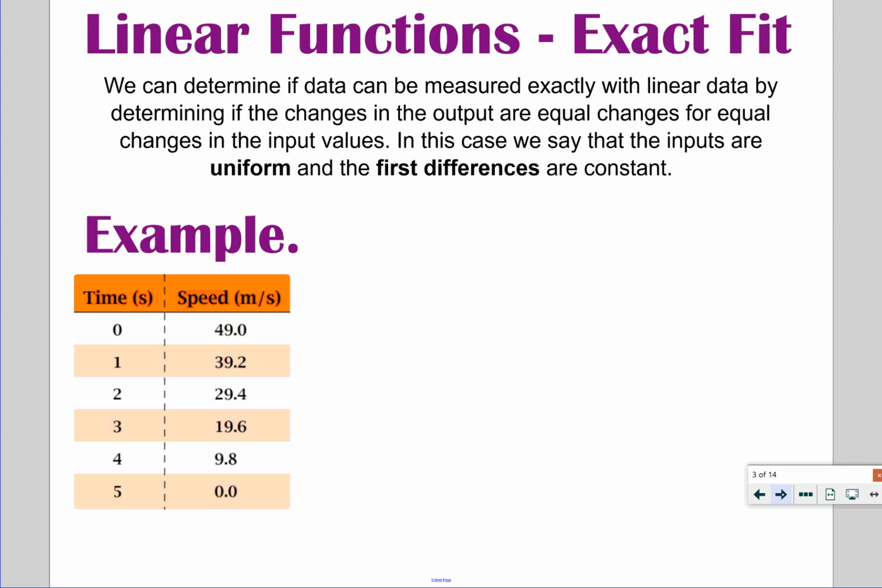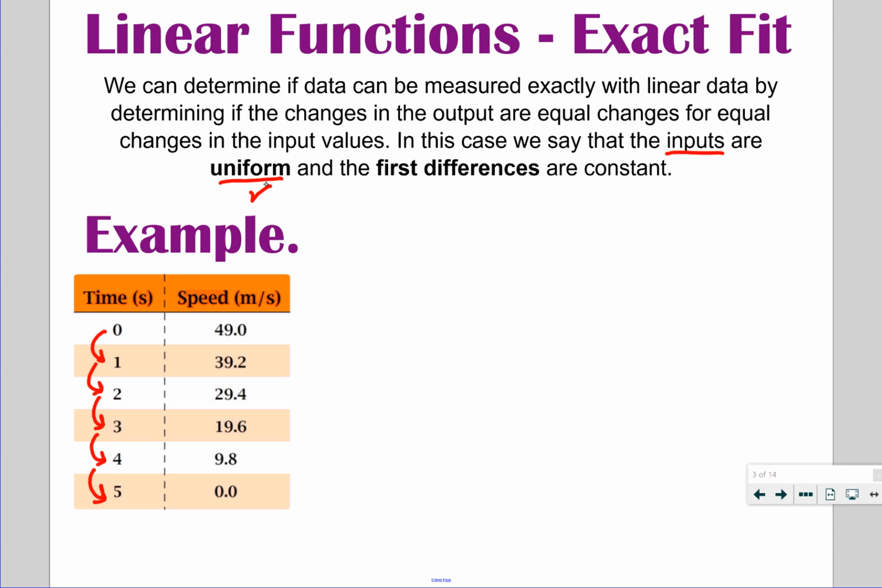So let me give you an example. When we're talking about inputs, we're talking about our x's or our first column or our independent variable. It can be listed a bunch of different ways, but we want to make sure that our inputs are uniform, meaning they're counting by the same number over and over again. So in this table, my time is my inputs or my independent variable. And you can see it's just increasing by 1 over and over again. So here we would say that the inputs are uniform.